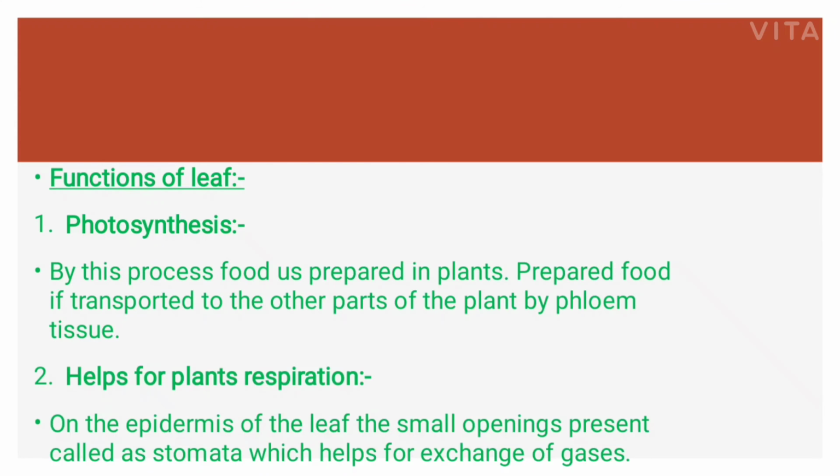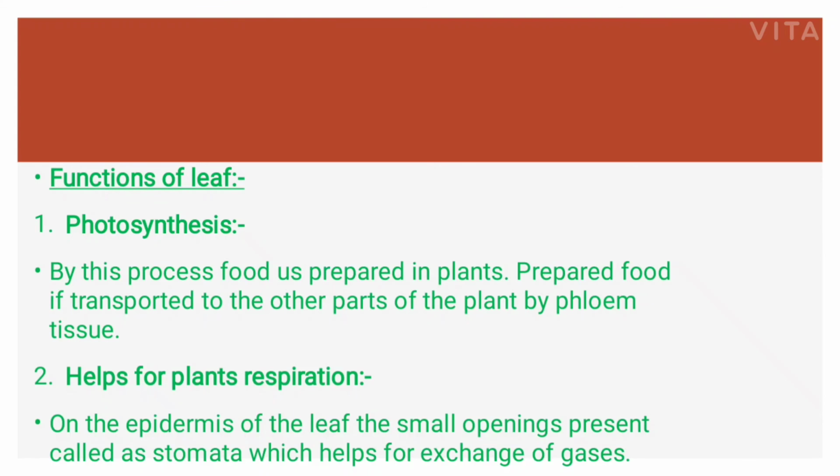Then there are the different functions of the leaf. Photosynthesis is the main function of leaves. By this process, food is prepared in plants, and the prepared food is transported to the other parts of the plant by phloem tissue. We know that during photosynthesis, the raw materials used are carbon dioxide and water, and sunlight and chlorophyll pigments are required, and food is prepared. This food is transported to the other parts of the plant by phloem tissue.